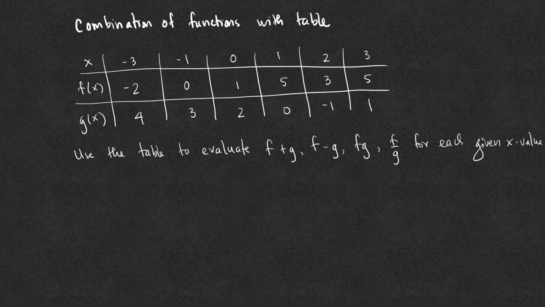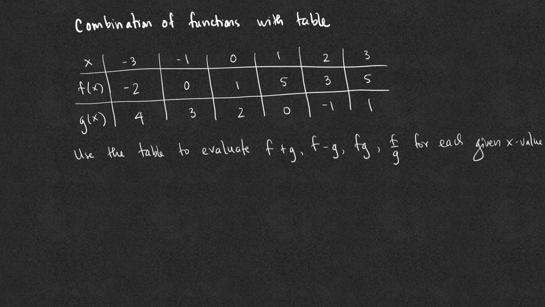Combinations of functions with a table. Given the combined table of f and g, this is the combined table of x, f of x, and then x, g of x, with the same x values. Use the table to evaluate the sum, the difference, the product, and the quotient of the two functions f and g for each of the given x values.